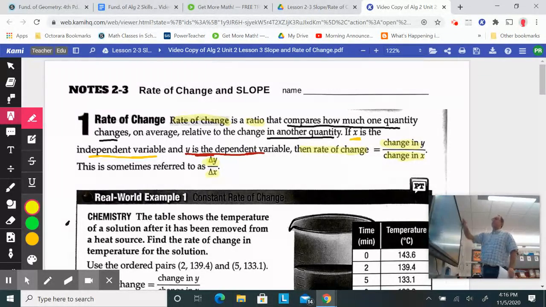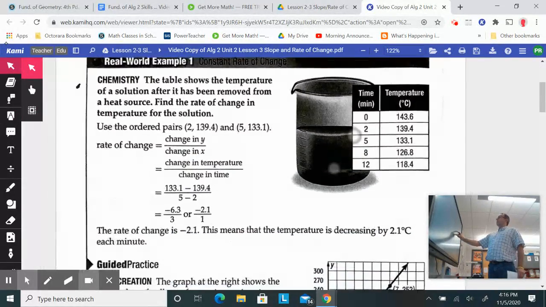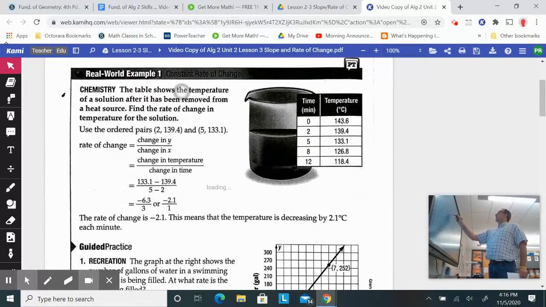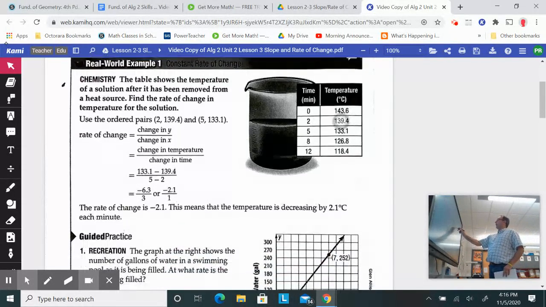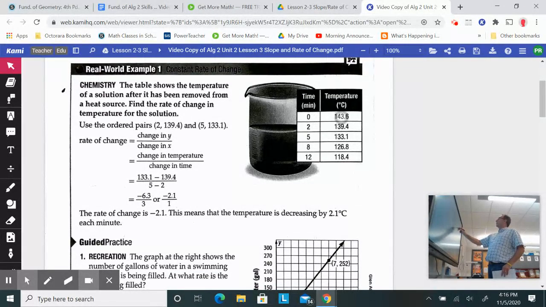Okay, let me grab my screen here. A couple of real world examples that we can take a look at. Chemistry. The table shows the temperature of a solution after it has been removed from a heat source. A lot of times there's a burner or a heat source. Find the rate of change in temperature for the solution. Over on this side, you have a T-chart. It has the minutes and it has the temperature.